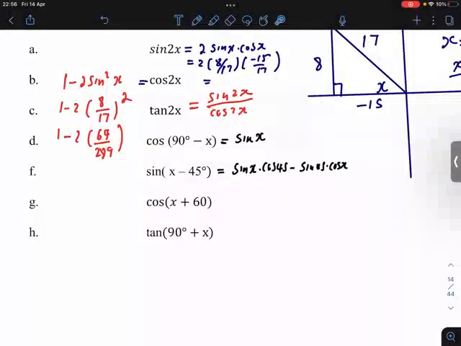However, let's look at this one. Let's zoom into this one. You know what to do, right? What do we do here? Sine over cos.